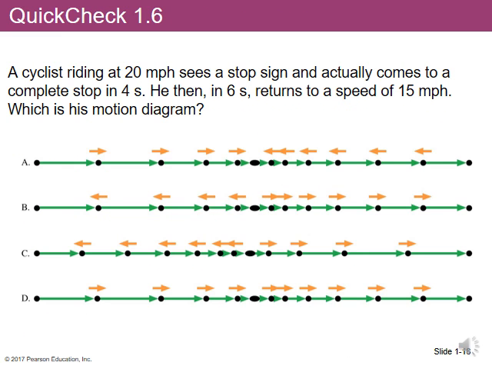So let's see if we can put all this together. A cyclist riding at 20 miles per hour sees a stop sign and actually comes to a complete stop in 4 seconds. Then in 6 seconds, he returns to a speed of 15 miles per hour. Which of these motion diagrams is going to correspond to this problem statement? Pause the video if you need to for a few minutes, figure it out, and then come back.